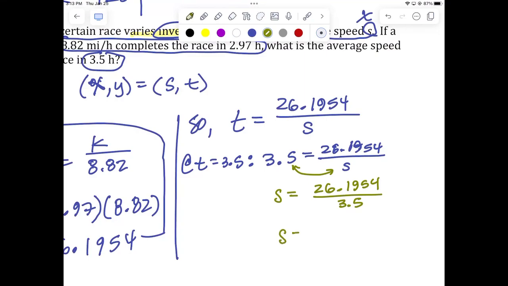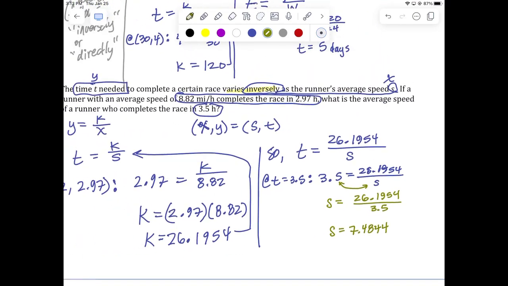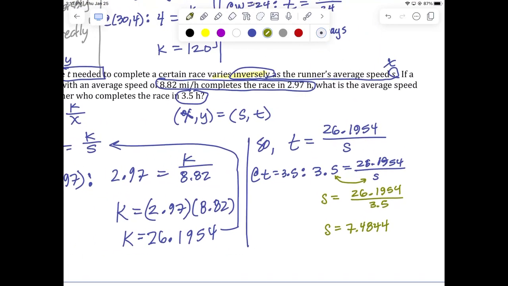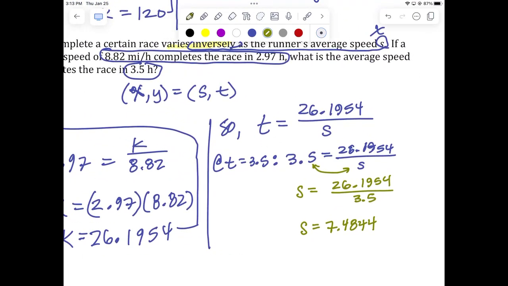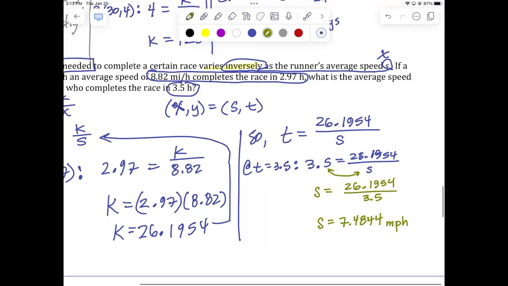And I get the speed needed is 7.4844. And what are the units of speed here? Miles per hour. So we can put MI divided by H, or because we're in America, we could stylize the units as MPH, can't we? Where the P stands for what? Per. Yeah, we like doing that. Miles per hour, MPH. Okay.